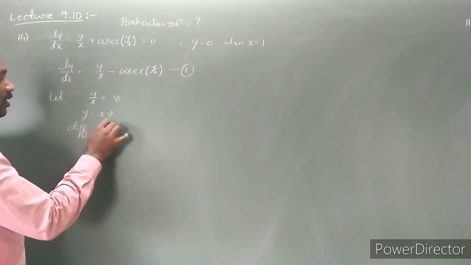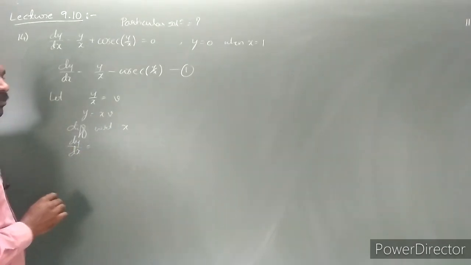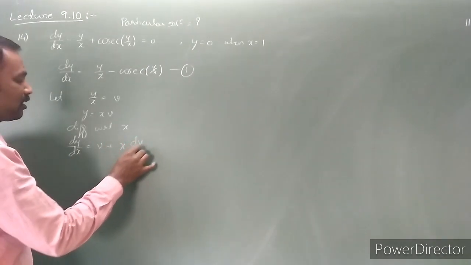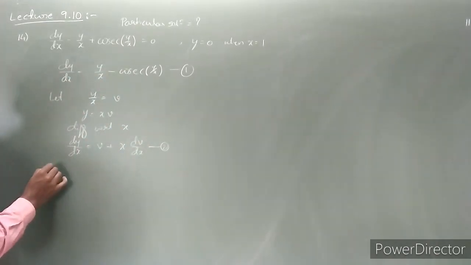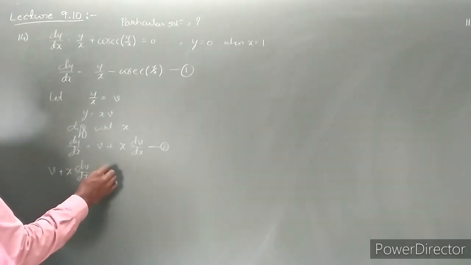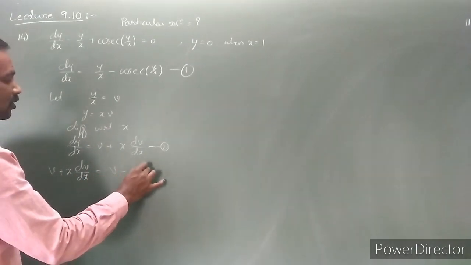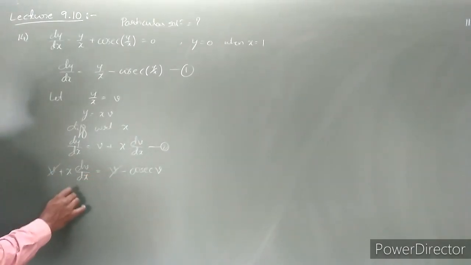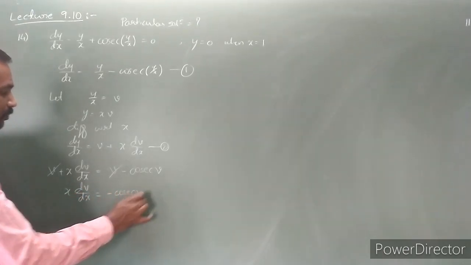Differentiating this with respect to x, what we get? dy by dx is equal to, differentiation of x with respect to x is 1, v as it is, plus x into dv by dx. That is our equation number 2. Now replace this equation number 2 in 1. What happens? v plus x into dv by dx is equal to y by x replaced as v, minus cosec of v. Now simplify. Plus v and v get cancelled. The remaining term: x into dv by dx is equal to minus cosec of v.